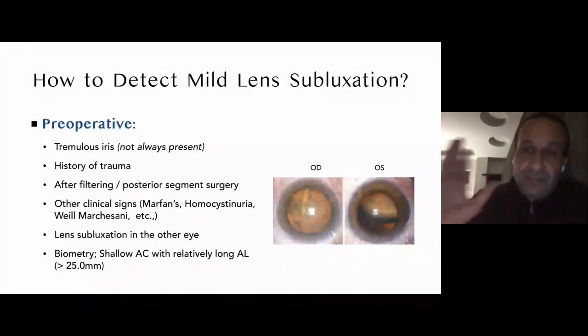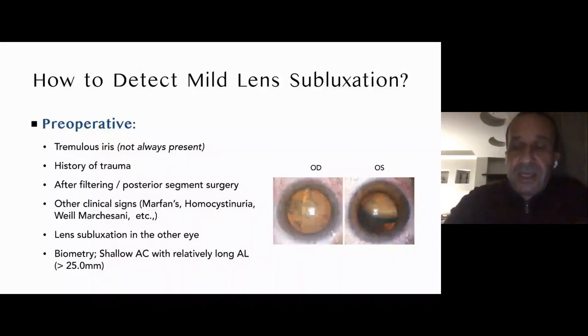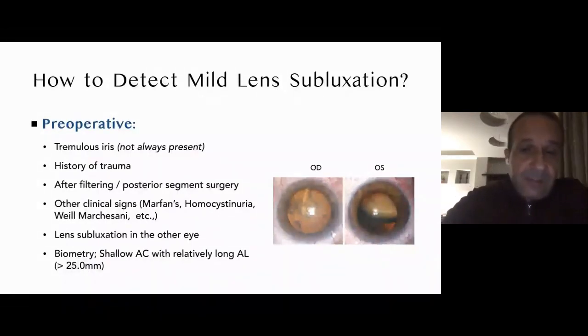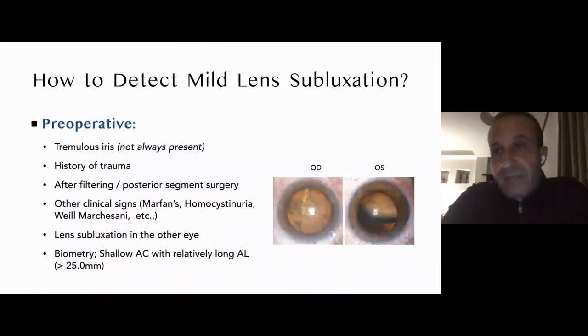So suspect lens subluxation if the other eye already had lens subluxation visible during slit lamp examination. And the most important thing here is to look at the biometry. Please look at the biometry and suspect lens subluxation in an eye with a relatively long axial length. By relatively long axial length, I mean beyond 25 millimeters.